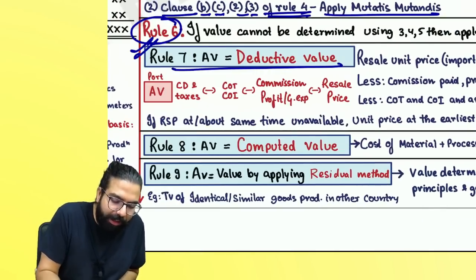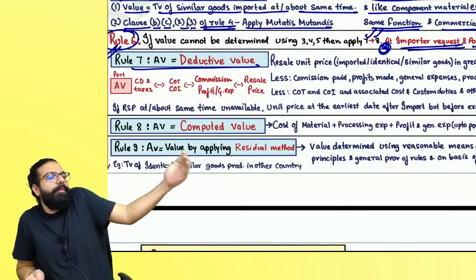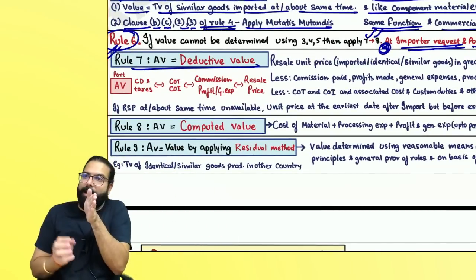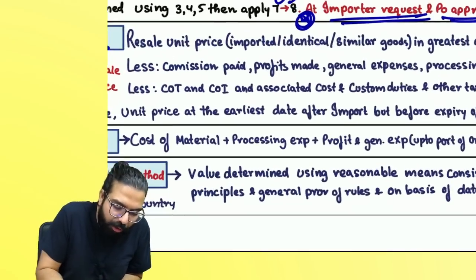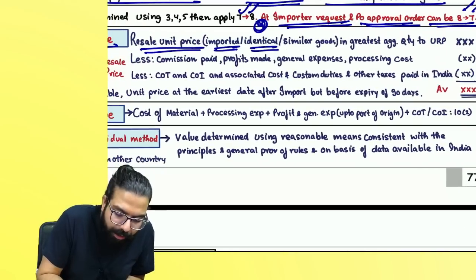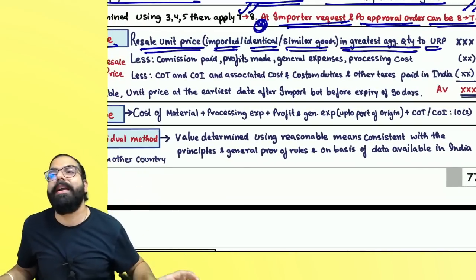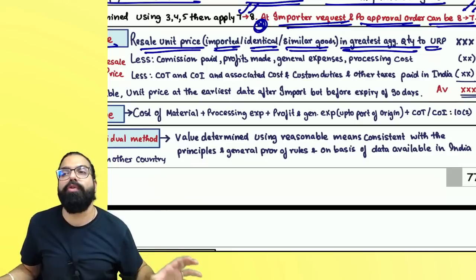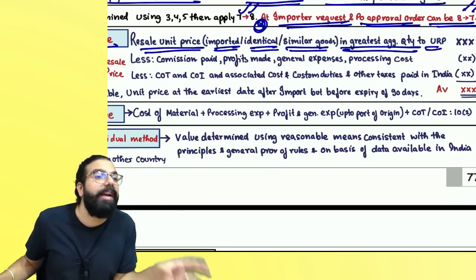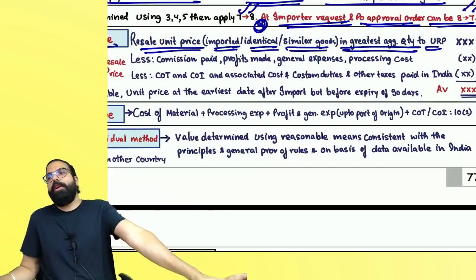Rule number 7 is your deductive value. What do you mean by deductive value? From India's resale price, all the expenses will be deducted and the port value will be arrived at. It means the resale unit price of the imported goods or the identical goods or the similar goods in the greatest aggregate quantity when it was sold. You have to see the greatest aggregate quantity at which those goods were sold in India.